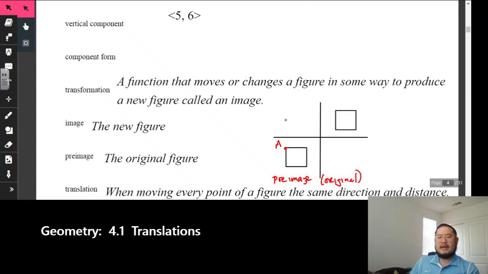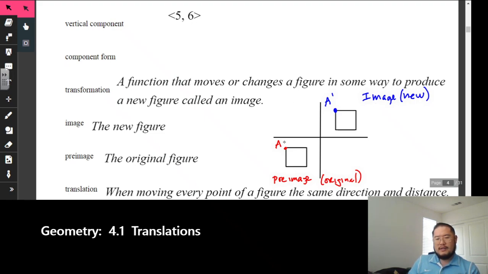Well, if I were to move it, let's say up 5 units to the right 6 units, this is where point A will now be. I will label this point A, however I want to put an apostrophe right there to show this is A prime. And that's how I know the difference between the pre-image point and the image point. This whole entire polygon would be my image, which is the new figure. So that's how we know the difference between the two.